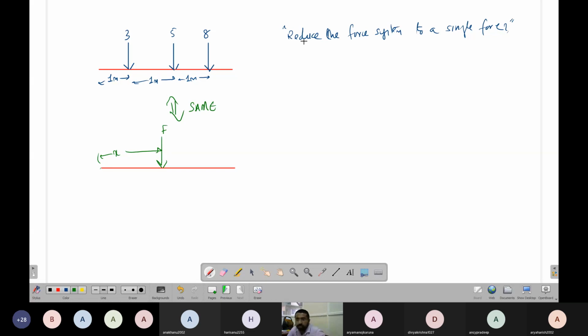So these things come in many forms. This question can come to you in many ways. For example, you can be asked like this also: convert to equivalent force, or single force.